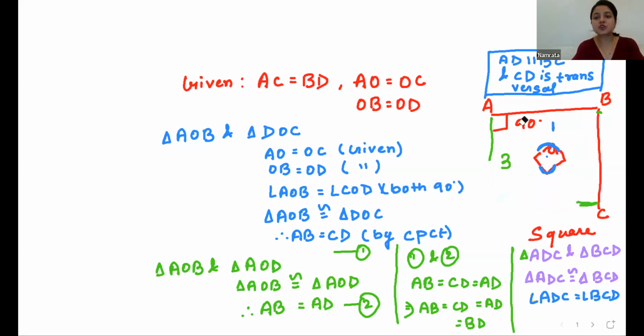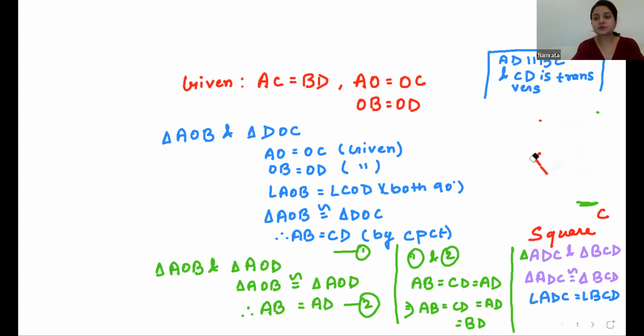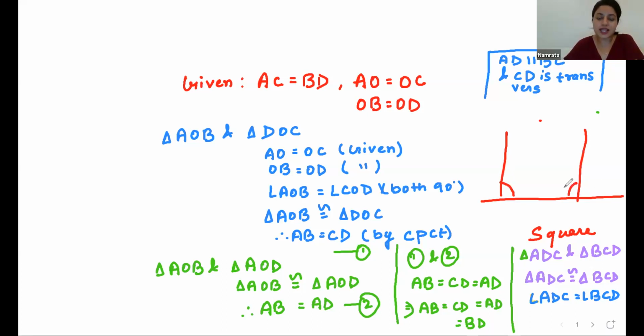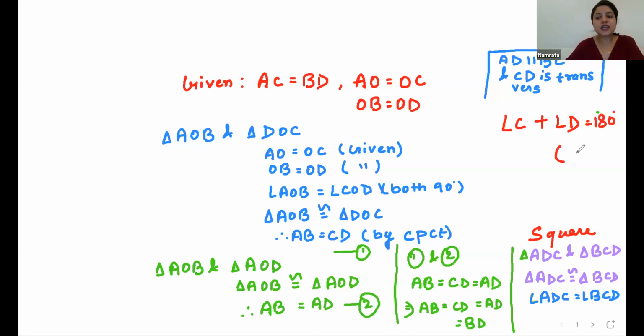Let me wipe it and show you properly. If this is parallel to this and here we have the transversal, then this angle and this angle, if this is x and this is y, x plus y will be 180 degrees. Why? Because these two are co-interior angles, or interior angles on the same side, right? Yes, ma'am. Rumaisha, are you getting it? Yes, ma'am. So we can say angle C plus angle D is equal to 180 degrees. Here we will write co-interior angle.